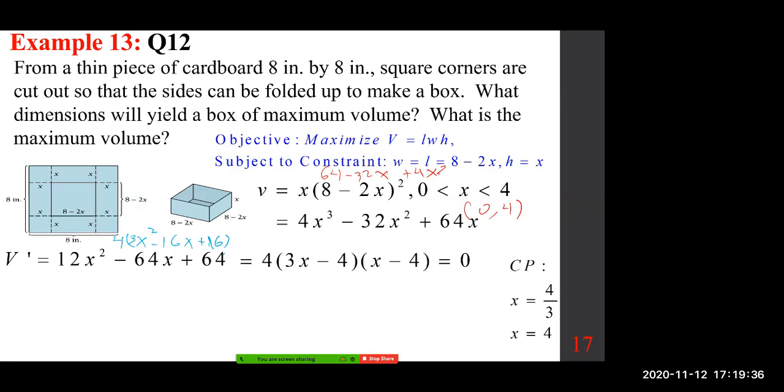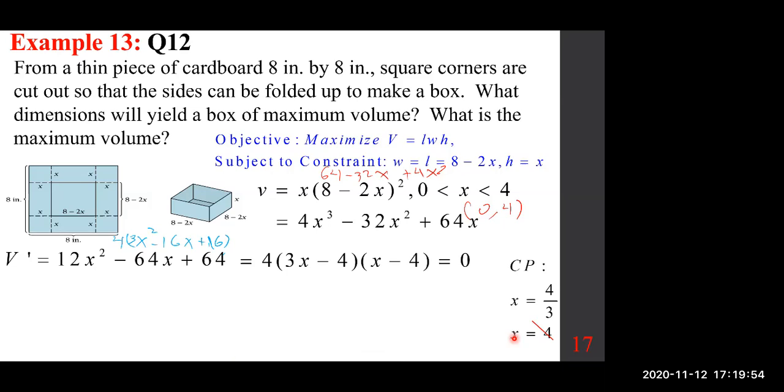And when we look at the domain, 4 is out. This is out. The only acceptable answer is 4/3. This is a critical point. Is it going to maximize or minimize? We don't know. We have to go with the first or the second derivative test.